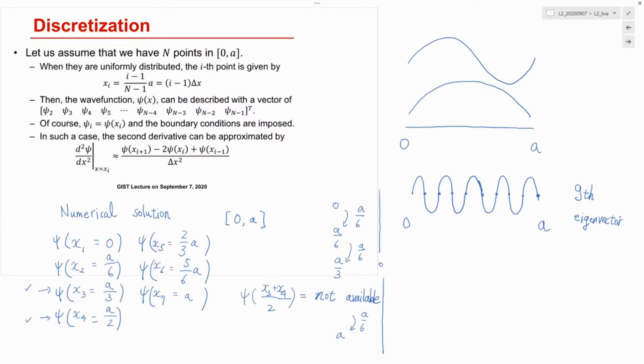Then, in order to describe this ninth eigenvector, how many points are required? Of course, we need many points starting from 0 to a. Otherwise, let's assume that we have introduced just 3 points. Then we will try to sample 1 point, 1 point, and 1 point. So our information after solving this problem now becomes just, let's say we have introduced just 3 points to discretize the system, and this is the solution.